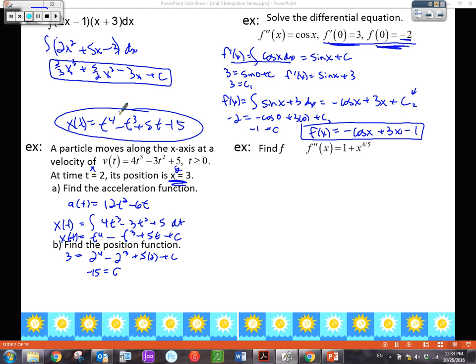All right, last one. We have the second derivative and we're asked to find f. We don't have any additional information here, do we? So it's going to have to stay general. I'm not going to be able to find c. All right, so let's find f prime. So f prime is going to be the integral of 1 plus x to the 4/5 dx. Okay? So let's do that.